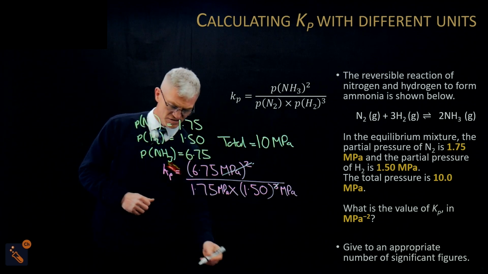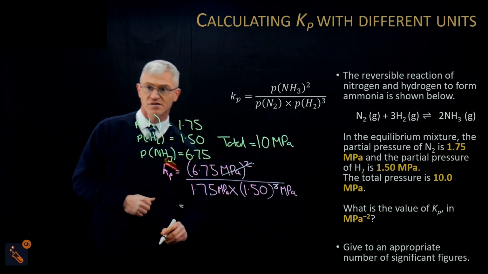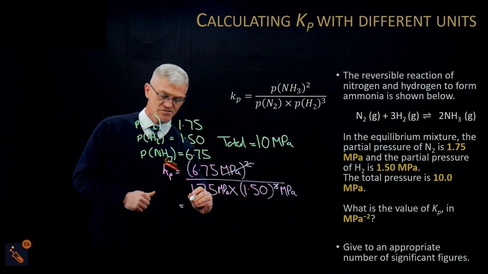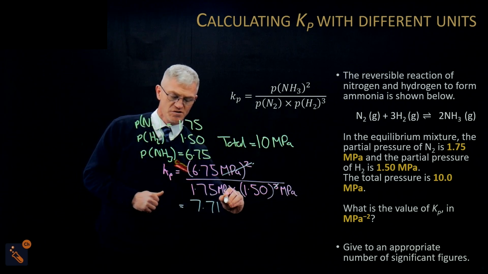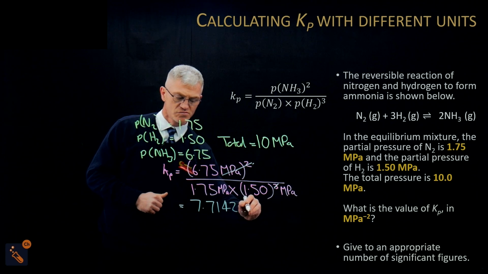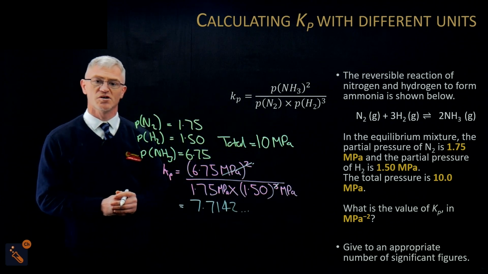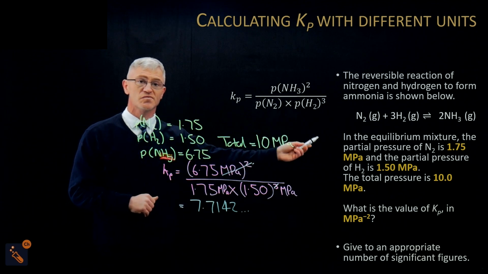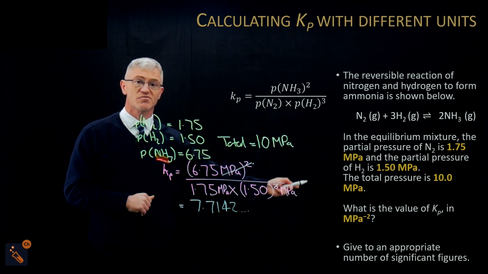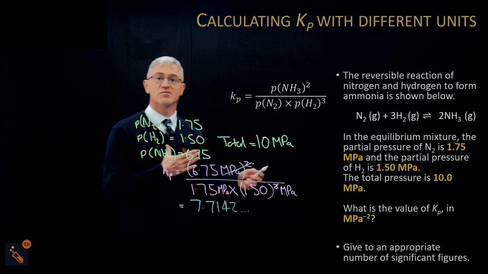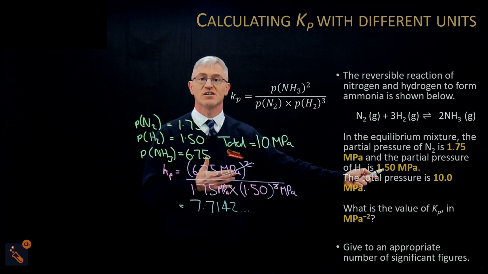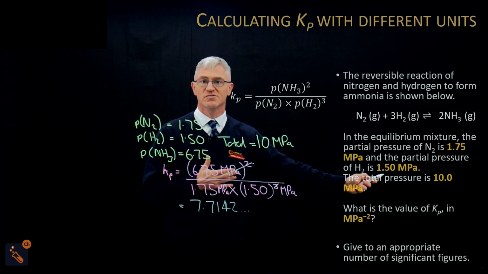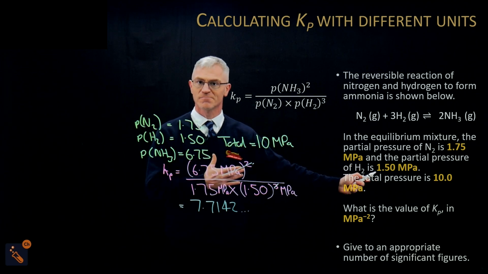Now if you put this into the equation, okay, you can see that the answer is 7.7142. Okay, so 7.7142. But the question says give to an appropriate number of significant figures. You can see with all of these, this is a nice one because all of them have 3 significant figures. Something to really note is that if you've got 3 significant figures and the last one is a 0, it's still a significant figure.